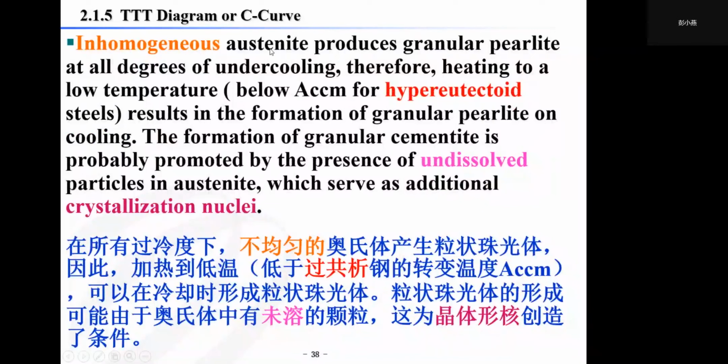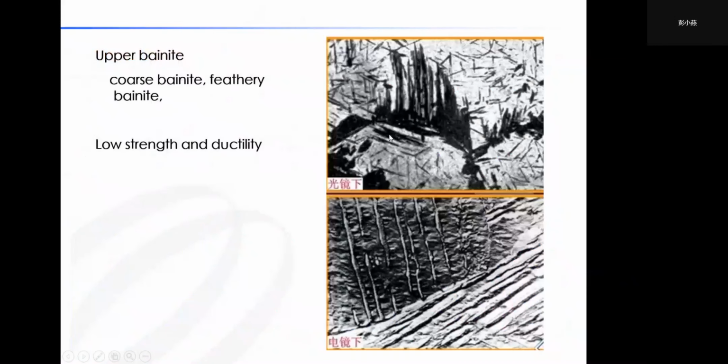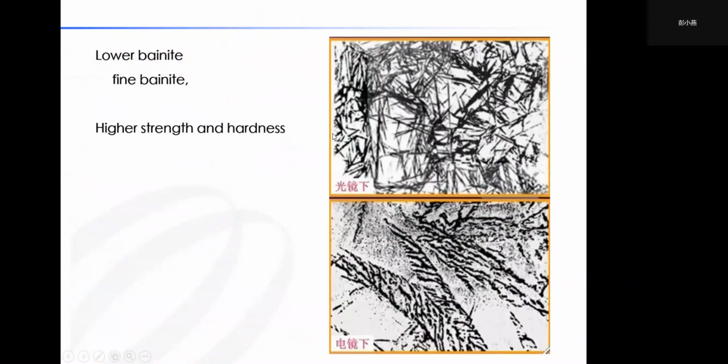Okay, this is for the inhomogeneous austenite. It produces granular pearlite at all degrees of undercooling. So heating to a low temperature results in the formation of granular pearlite on cooling. But this is the microstructure of upper pearlite. It's very coarse, with low strength and ductility. And this is upper pearlite, and this is the lower pearlite. It's a fine pearlite. It has higher strength and hardness.